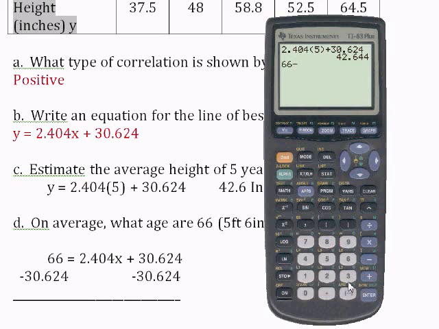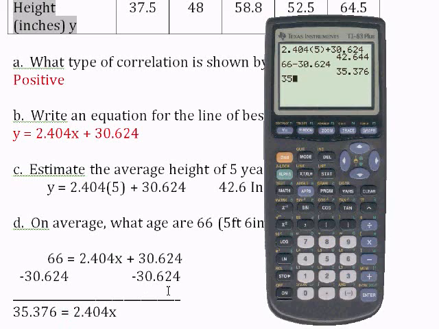66 minus 30. By the way, the minus button is right above the plus button. The button underneath the 3 is a negative button. That's when you want to make something have a negative sign. When we subtract, we use this minus button above the plus. So we go 66 minus 30.624. And we press enter, and we get 35.376 is equal to 2.404x.